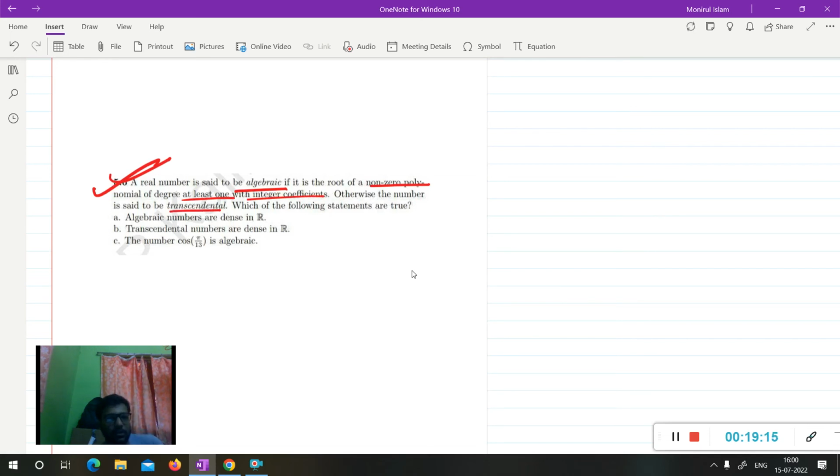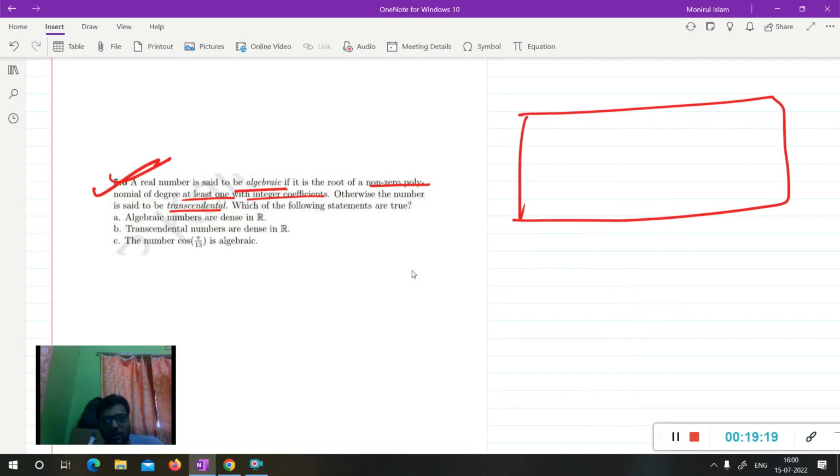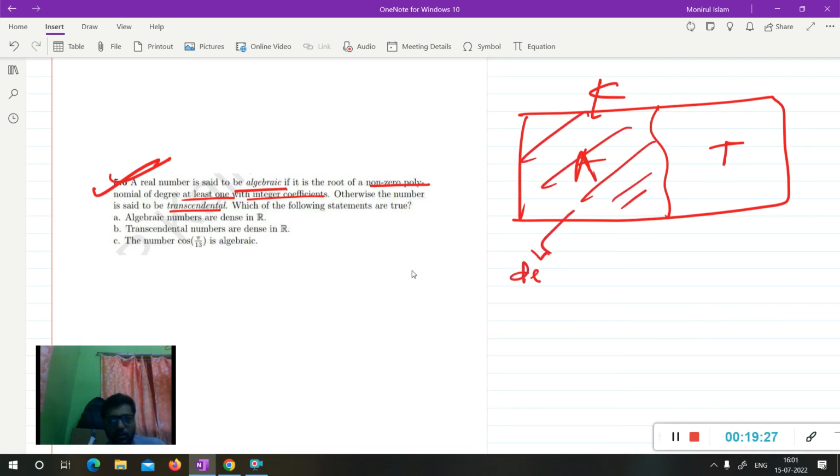So it says algebraic numbers are dense in R. The set of algebraic numbers, and transcendental numbers, are complex numbers. So the set of algebraic numbers is dense in C. You have to know this. The set of algebraic numbers is dense in C. Also, the set of transcendental numbers is dense in C. You cannot separate this. Both sets are dense in C.